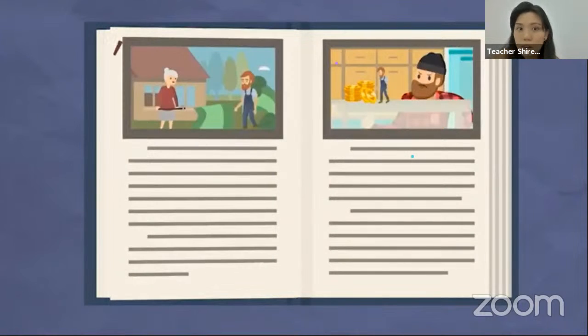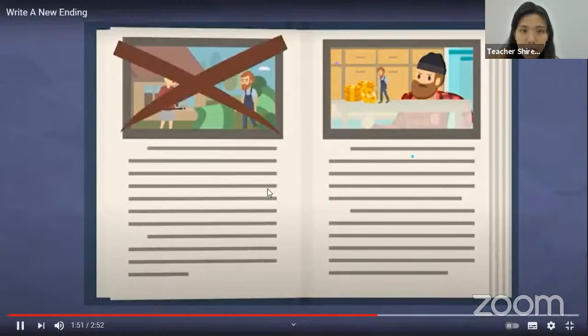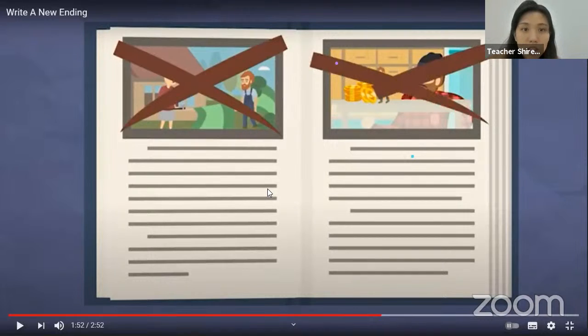Perhaps Jack does not defeat the giant. Maybe he never even tried. Oh no, Jack did not get the beanstalk. What will happen if Jack did not get the beanstalk and cannot go up the sky?